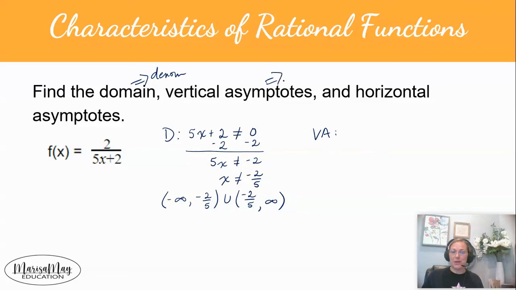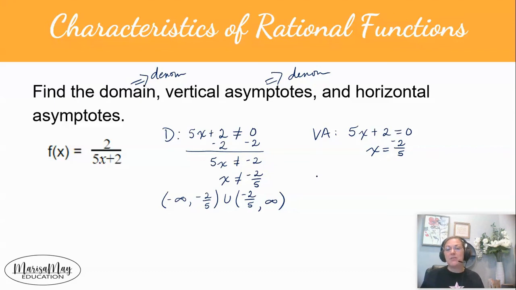These also come from the denominator. And in the vertical asymptote, you're just going to take that denominator and say that it equals 0. Sounds very similar, right? It is. It's exactly the same work we're doing for the domain, so I'm not going to go through the steps there. I know my vertical asymptote is at x equals negative 2/5.